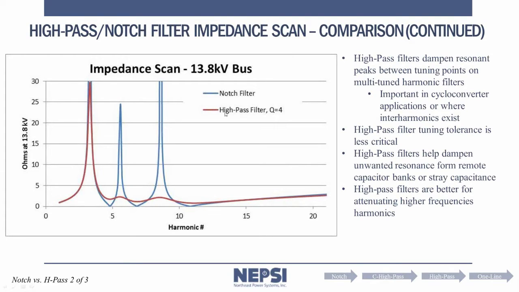If I were to use the same filter system with a Q factor of 4, you can see that the resonant points are taken away. So in systems that have harmonics that exist between the 5th and the 7th, interharmonics for instance, if you had like a 6th harmonic in this case, we would have a very high voltage distortion. We'd be trying to inject harmonic current into this high impedance and getting a very high voltage distortion. Typically, a high-pass filter or C-high-pass filter is used to avoid those types of situations.